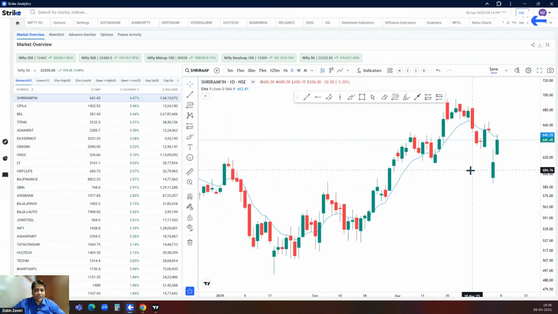We will not get into it, but let me tell you which is more preferable. If you are a short-term trader, then EMA is more preferable. If you are a longer-term trader, then you can stick with simple moving average as well.